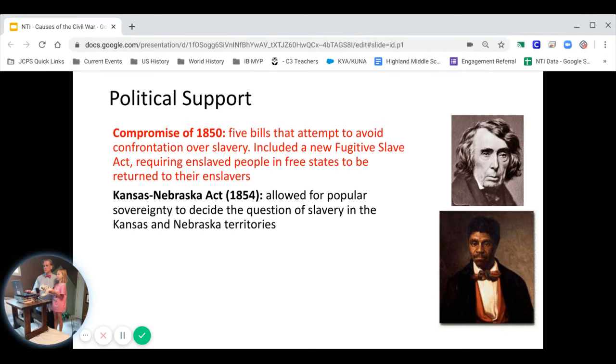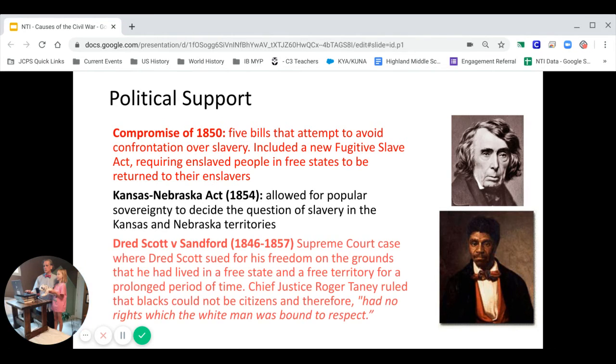The Kansas-Nebraska Act came up with John Brown. It allows for popular sovereignty, or the idea that whoever has a majority of votes can decide the question of slavery in the Kansas and Nebraska territories. And finally, on this one, there's the Dred Scott decision.